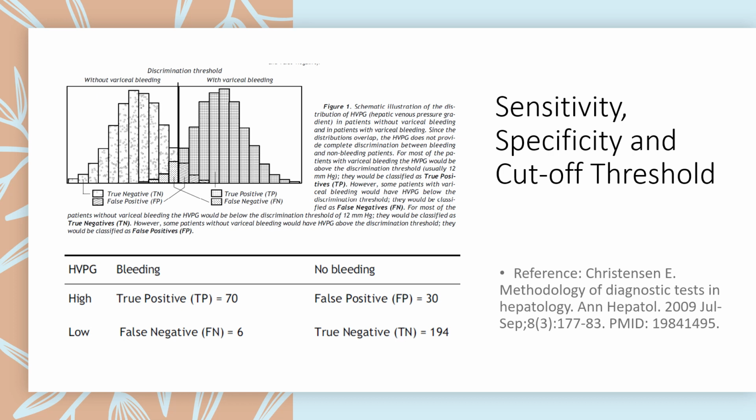This slide showed the distributions of the HVPG, a pressure test, for the people with or without bleeding. The test is not a perfect test to diagnose this disease condition, so the distributions of HVPG levels for those with and without disease overlapped. If we change the discrimination threshold, both sensitivity and specificity will be changed simultaneously.